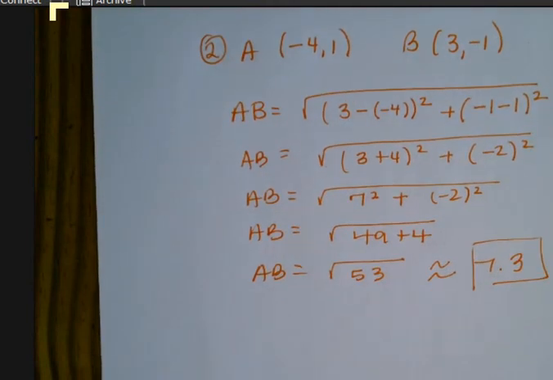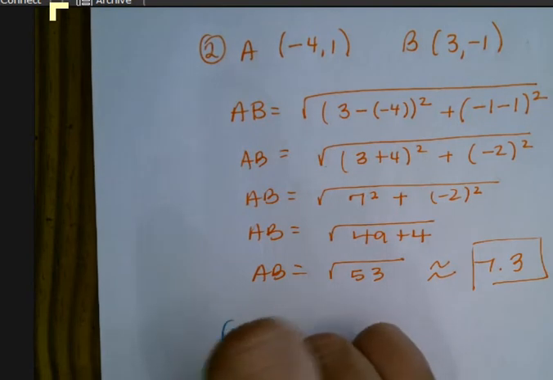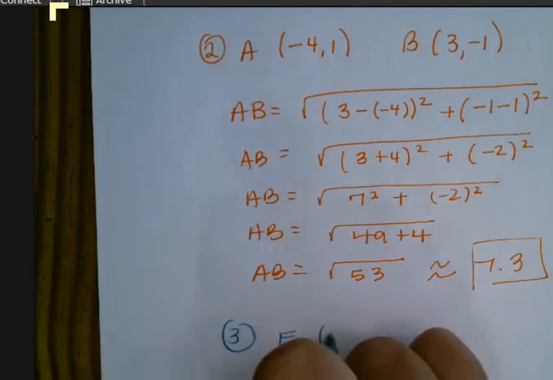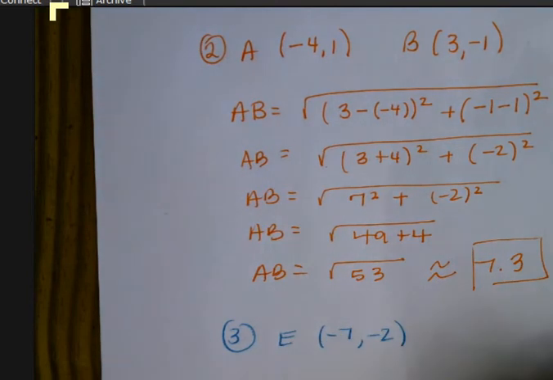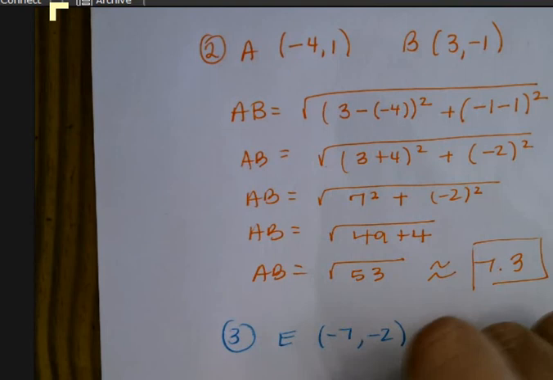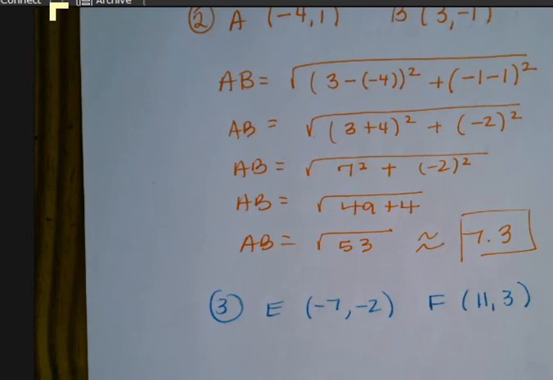All right, and our last quick example for today. Last quick example. I want you to work with me while I work it as well. So I'm going to give you the point E, which is -7, -2, and F, which is 11, 3. All right, you work it while I work it.